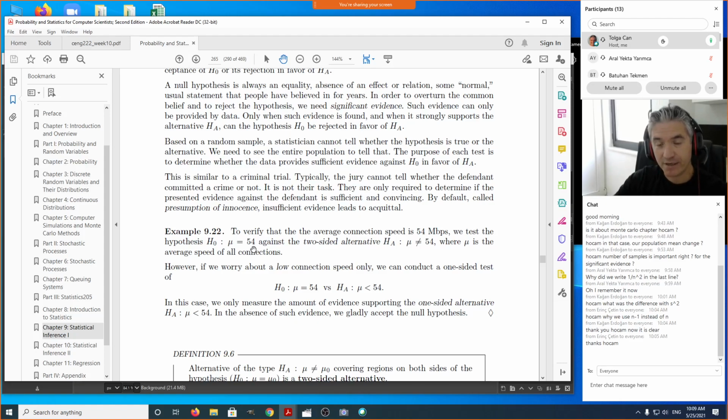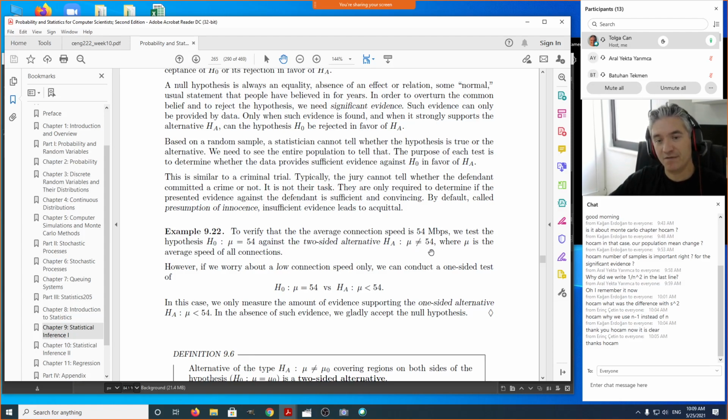And having, for example, 53 megabits per second, again, is not very significant, right? If the internet service provider is claiming 54 and you get 53, are you going to tell them, no, you told me 54, it's 53, you're incorrect? You're not going to do that. So here, the alternative is it's different than 54 megabits.